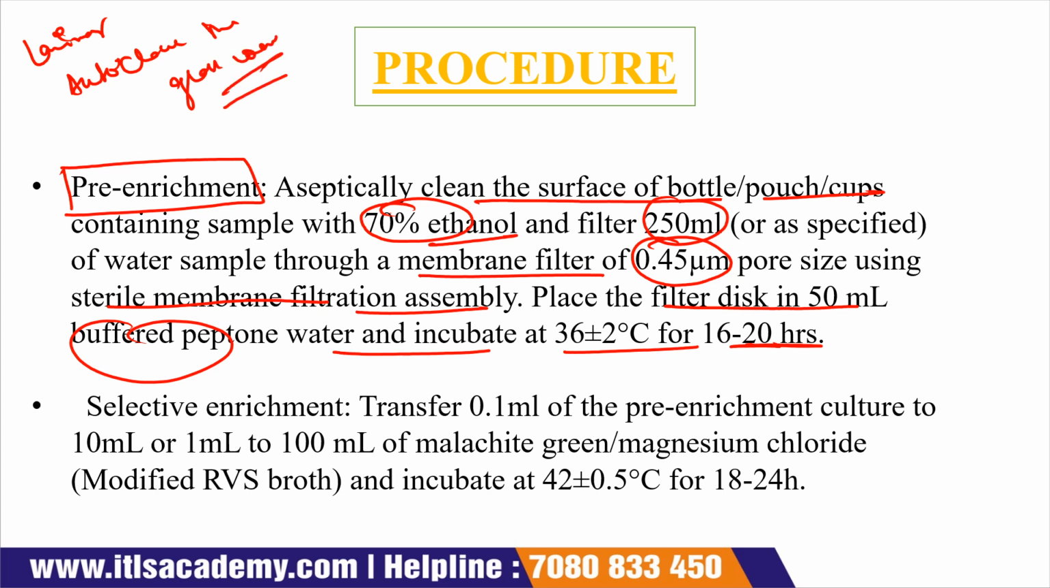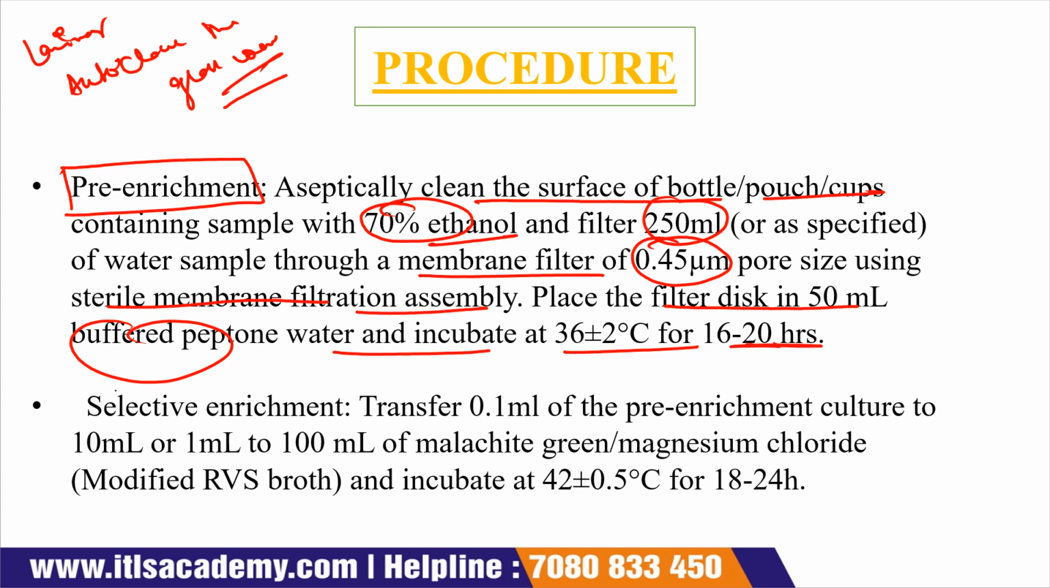Okay, now what you have to do, first of all, you have to clean the bottle in which the sample is present with the help of 70% ethanol. Now you have to filter that sample with the help of the sterile membrane filtration assembly, and the pore size of that membrane filter will be 0.45 micrometer. Then you put that filter disc inside 50 ml of buffered peptone water and incubate at 36 plus minus 2 degrees Celsius, and the time for the incubation is around 6 to 20 hours.